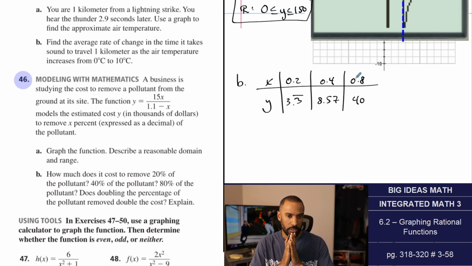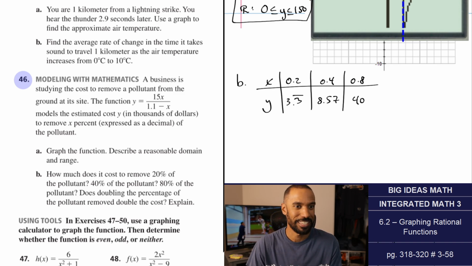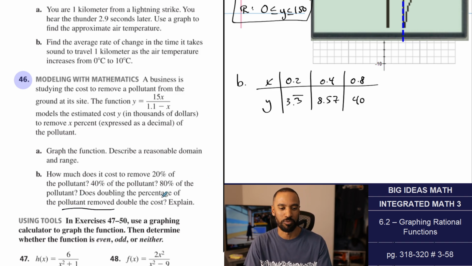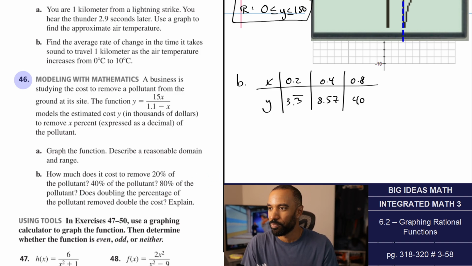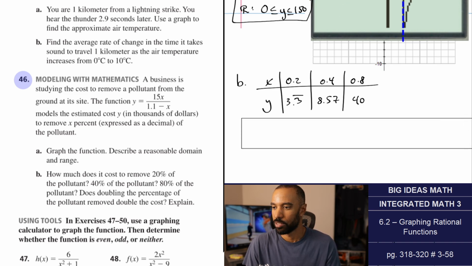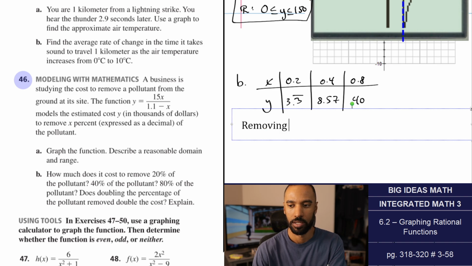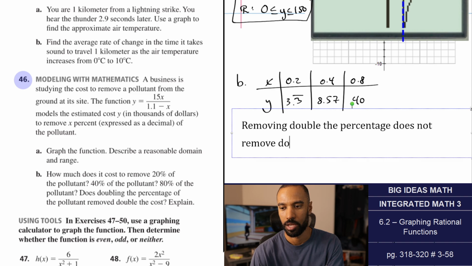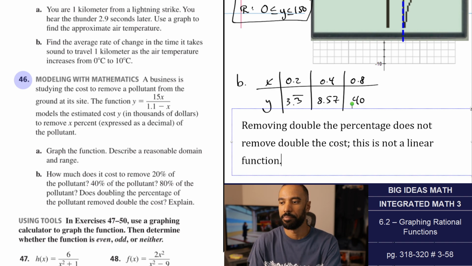Does doubling the percentage of the pollutant removed double the cost? Is that a typo? Does doubling the percentage of the pollutant removed. I see. Pollutant removed. Does it double the cost? Explain. Well, no. This isn't a linear function. It's a rational function. Removing double the percentage does not remove double the cost. This is not a linear function. All right, that's where I'm going to go with the problem.